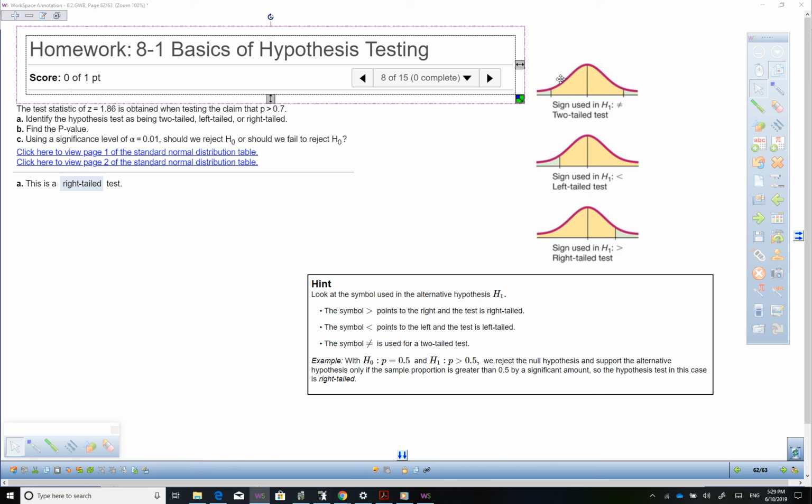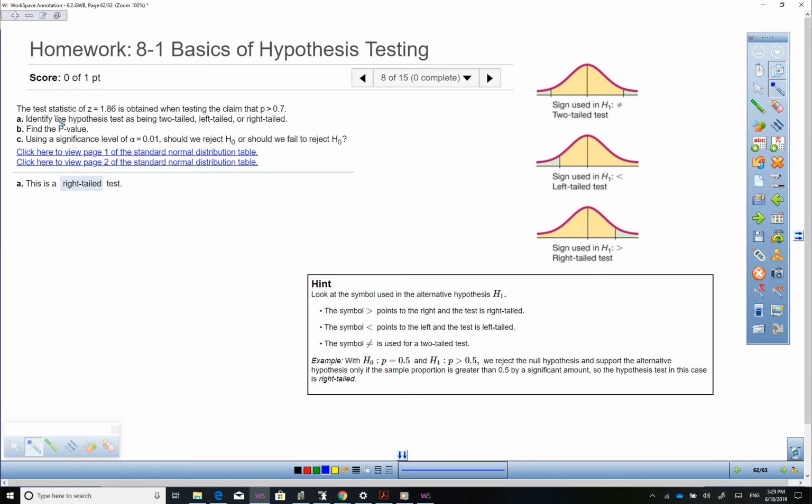Okay, this is problem number 8 on chapter 8, section 1. In this problem, they give you the test statistic. It's given here. That is the test statistic, 1.86, and is obtained when testing the claim that the population proportion is greater than 0.7.